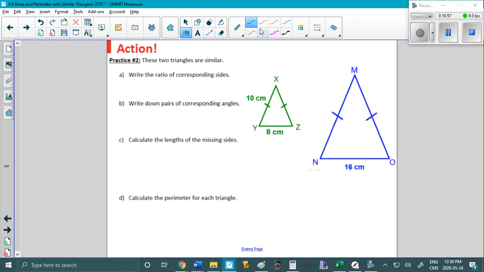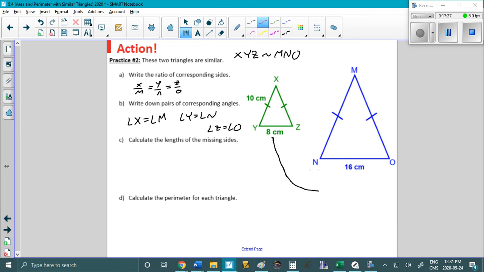Okay, last one that I'm going to do here. So we've got XYZ is similar to MNO. So X over M equals Y over N equals Z over O. Corresponding angles, angle X equals angle M, angle Y equals angle N, and angle Z is angle O. Find the lengths of the missing sides.